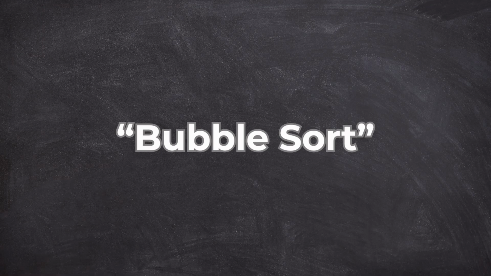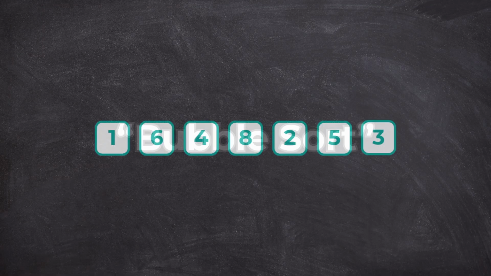Today we're going to learn about bubble sort. Let's see how it works with this example. We'll compare each pair of consecutive items, and if they're in the wrong order, we'll swap them.